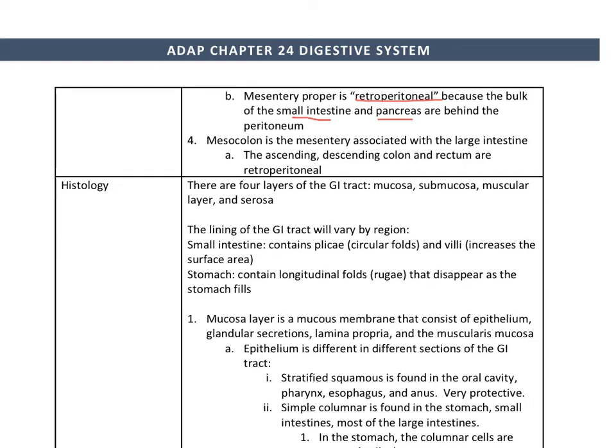The last mesentery that I want to talk about is called the mesocolon, and the mesocolon is associated with the large intestine. It's holding the ascending and descending colon in place, as well as the rectum. It's not holding the transverse or the sigmoid colon in place. It's just the ascending, descending, and rectum that it's holding in place.